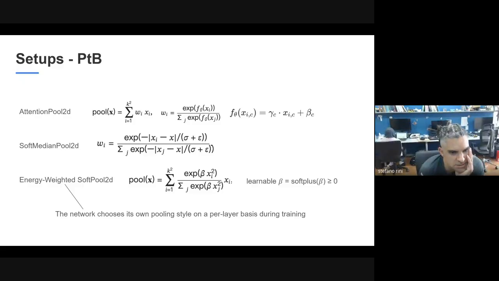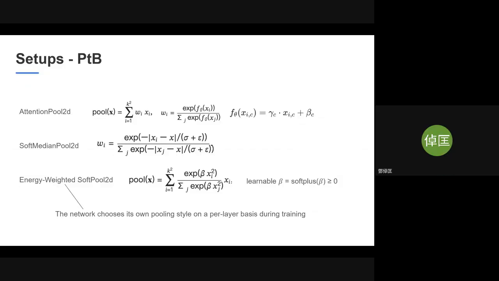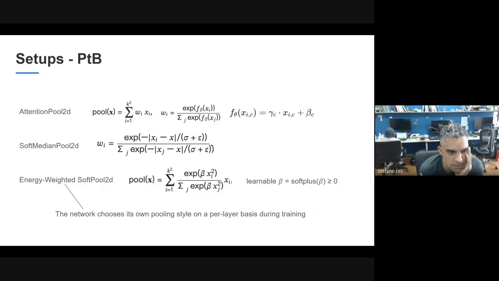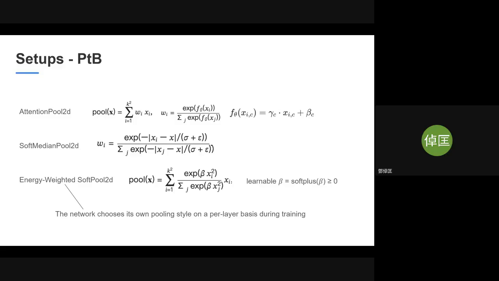Very nice. So here you see that you have a bias in the attention, right? In the attention pooling, you see that you have the bias beta C. Soft median is there, and then you do the soft median. Okay, good. Go ahead. All right, next page.